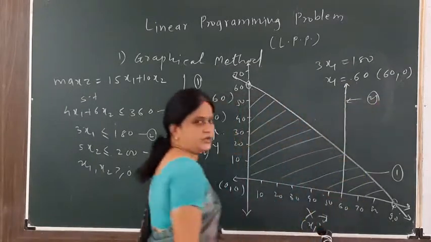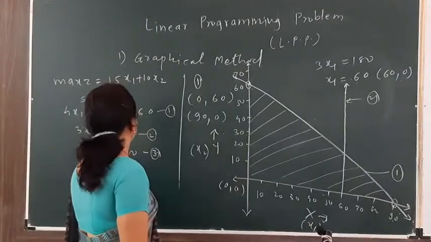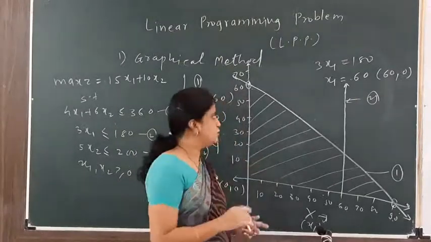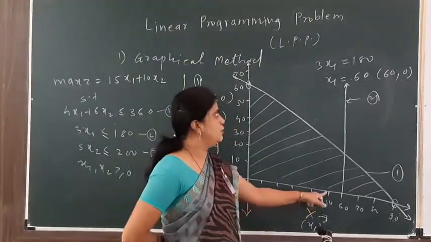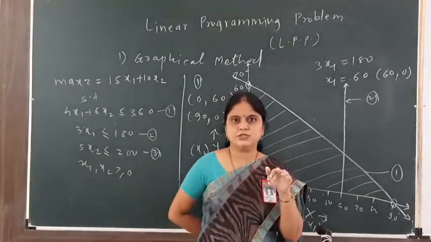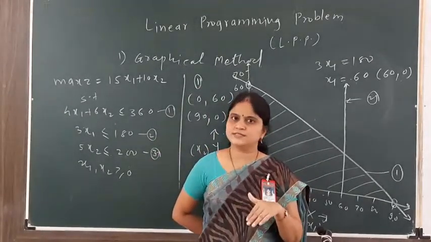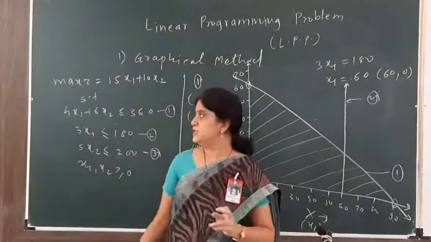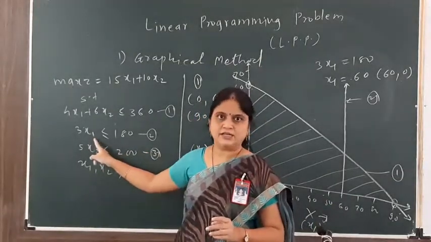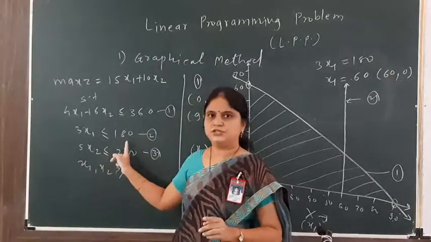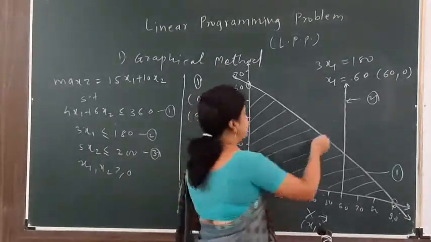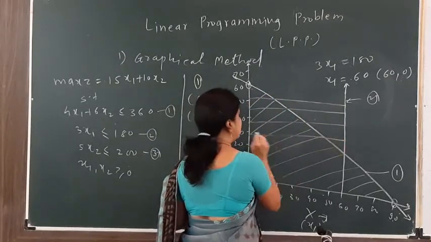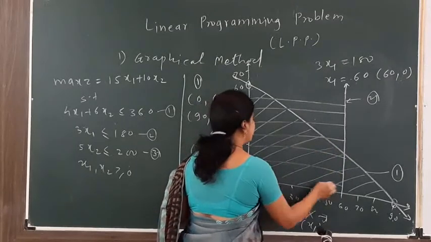So this is my second equation. In the second equation, your region is again 3x1 less than or equal to 180, less than or equal to type. If it is less than or equal to type, then check the values. If I put the value as 50, then 3 into 50, that is 150. So 150 is less than or equal to 180. Fine. Okay. And if I put the value of x1 as 70, then it is 3 into 70, that is 210. So whether 210 is less than or equal to 180? No, it is not. So the region is this, below the line. Okay. So this is my second equation.